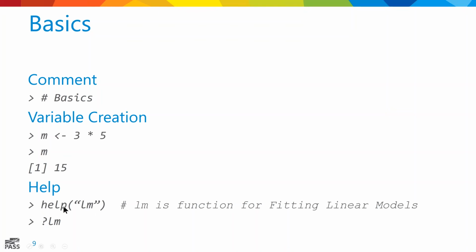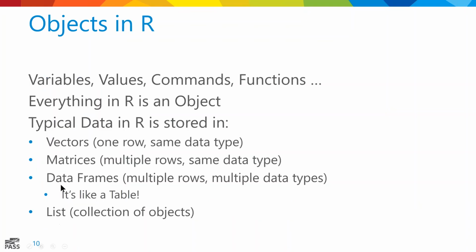So help is kind of built in. If you're in the console, you can say help, and then, for example, lm, which is the linear model function. If you type that, help will show up in the console, in the little window on the right in RStudio. Also, you can use the question mark and type, say, lm, just as an example, and it'll give you help on that. That's kind of the basics there.